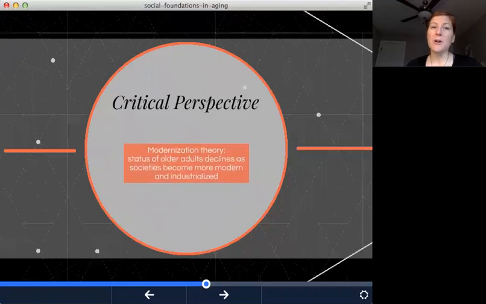In the critical perspective theory, we're taking a step away from functionalism and looking at a more critical, social perspective. We have some theories that, again, will probably be familiar to you. Modernization theory states that we can explain the current experience of aging by looking at the impact that industrialism and modernization have had on older adults.